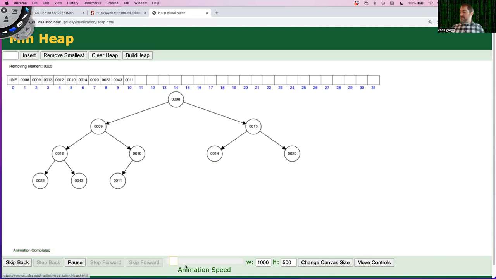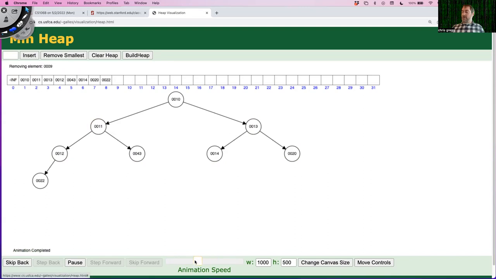Let me make the animation speed a little bit more. And I'm just going to keep hitting remove smallest, and we're going to see what happens. The 11 goes up, it checks its children. The 9 comes up. The 11 needs to check its children. The 10 comes up, and we're done. Let me make it a little faster. Remove smallest. 43, 10 comes up. 43, 11 comes up. We're done. Cool, huh? That's called bubbling down, and that's how you do a remove from a heap. And it's efficient.